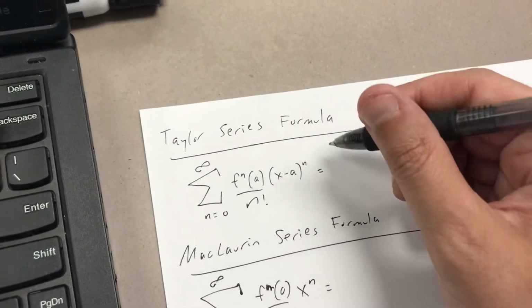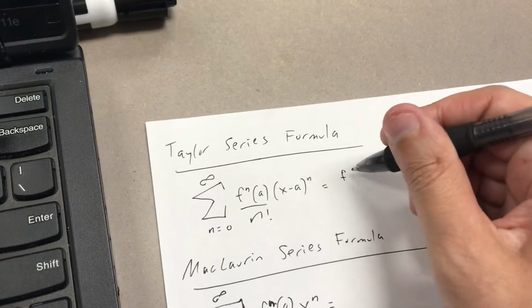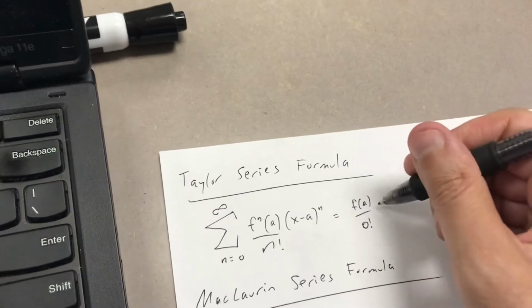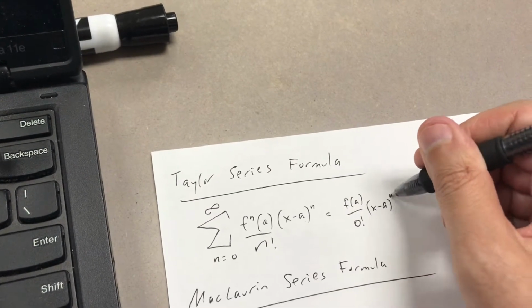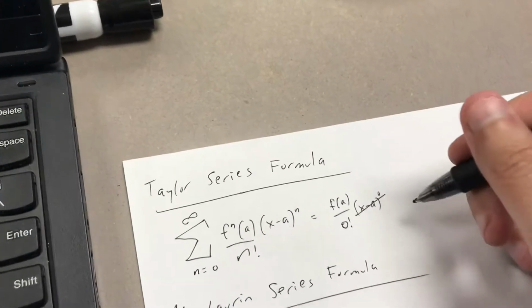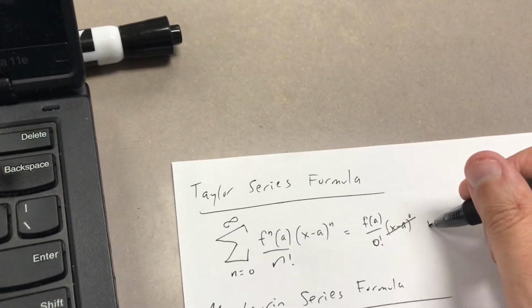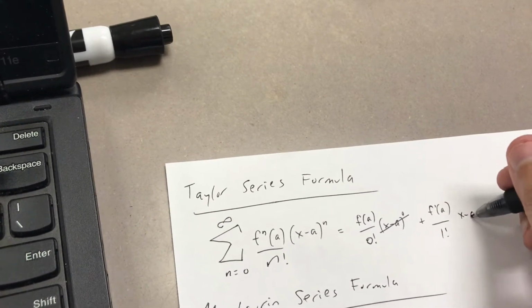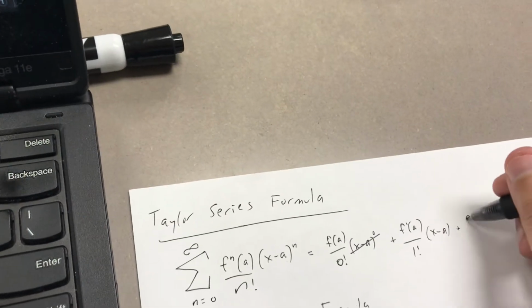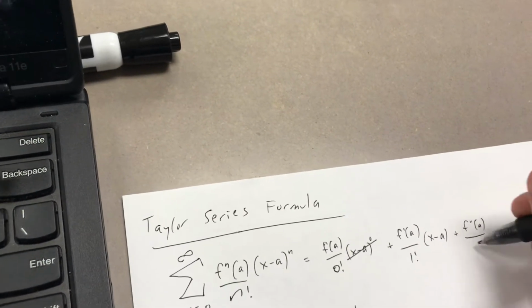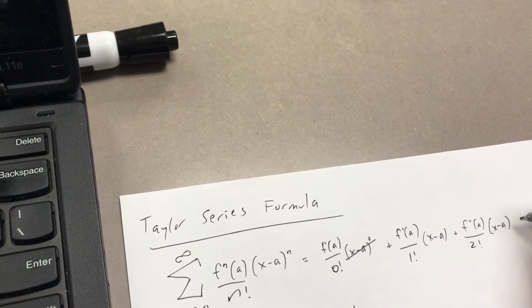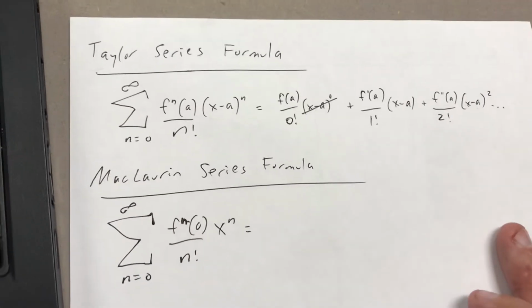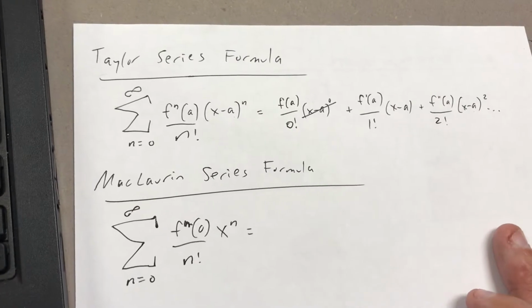If you start writing this out, what this is really saying is your coefficients are going to be f of a over 0 factorial times x minus a to the 0, which really just goes away and leaves you with f of a over 0 factorial. Plus the first derivative at a over 1 factorial times x minus a to the first, plus the second derivative at a over 2 factorial times x minus a to the second, and that pattern just continues.